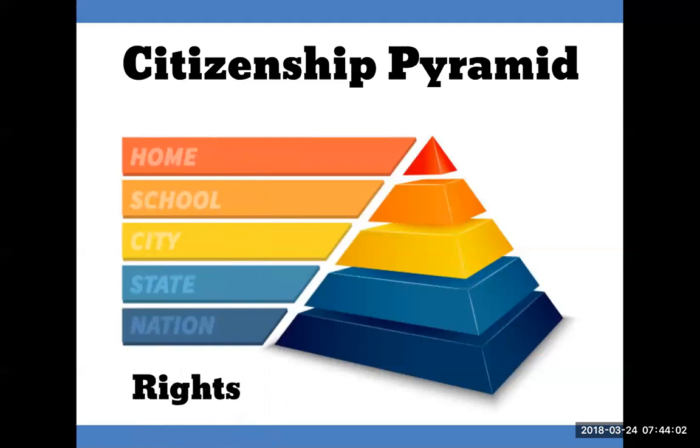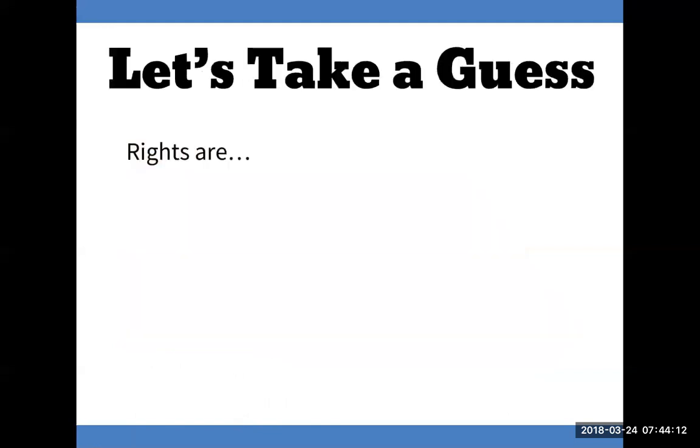Let's next make side 3 of our citizenship pyramid. Since we know where our rights and responsibilities come from, we'll be figuring out what rights are.